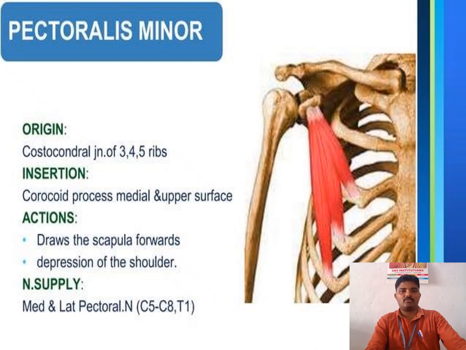Pectoralis minor has its origin from the costochondral junction of the third, fourth, and fifth ribs. Insertion is the coracoid process, middle and upper surface. Action is that it draws the scapula forward and depresses the shoulder. Nerve supply is the medial and lateral pectoral nerves.